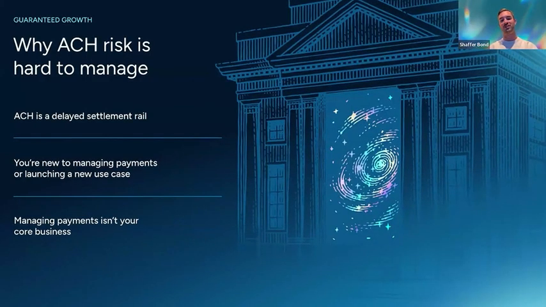So the core challenge with ACH is that it's a delayed settlement rail. You initiate a payment today, and you have an initial 2 business day administrative return window, then an extra 60-day user-initiated return window. And because of these 2 windows, you have to make a risk decision upfront with the data that's available. And this gets complex fast.